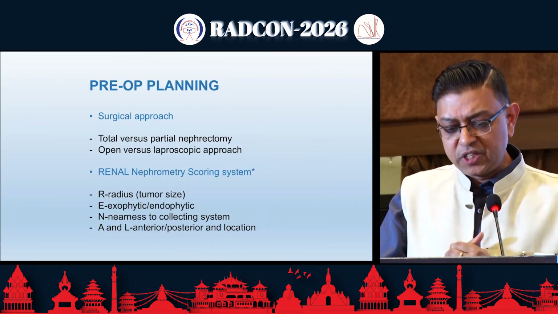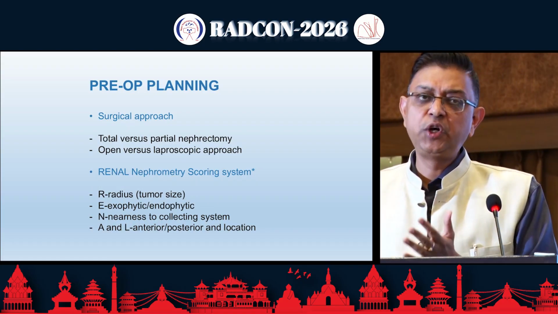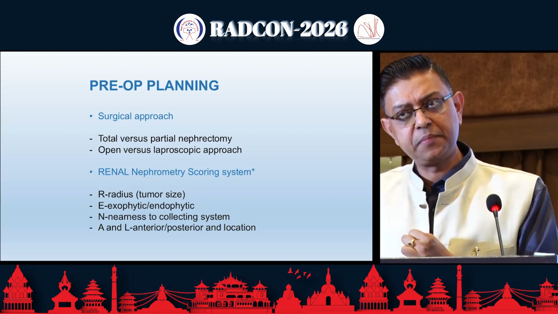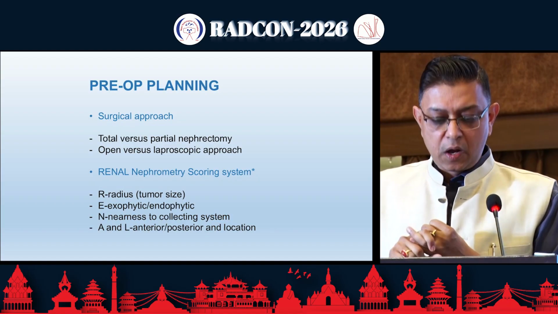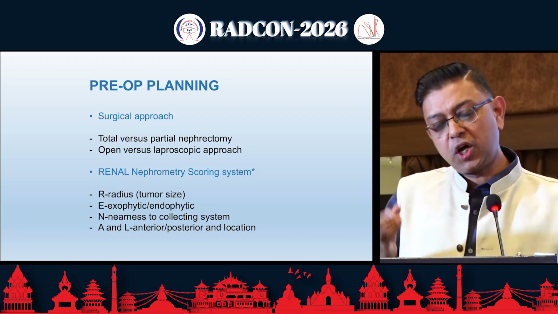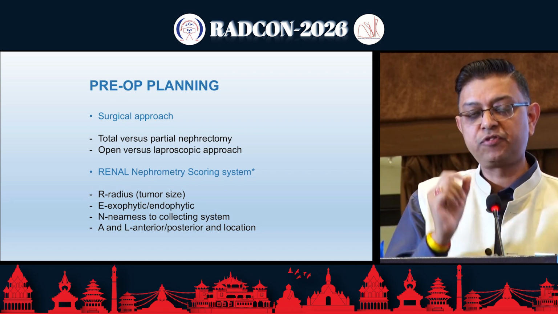So, pre-op planning: when the surgeon sends a case to you before surgery, the surgeon will either do a partial nephrectomy if the mass is really small, or a total nephrectomy, and either open or laparoscopic. Now you need to give something known as the renal nephrometry score.